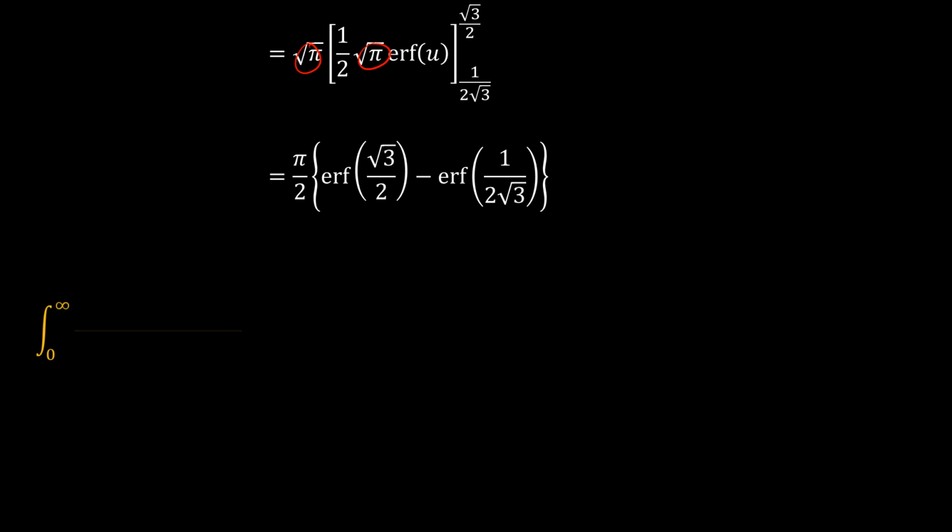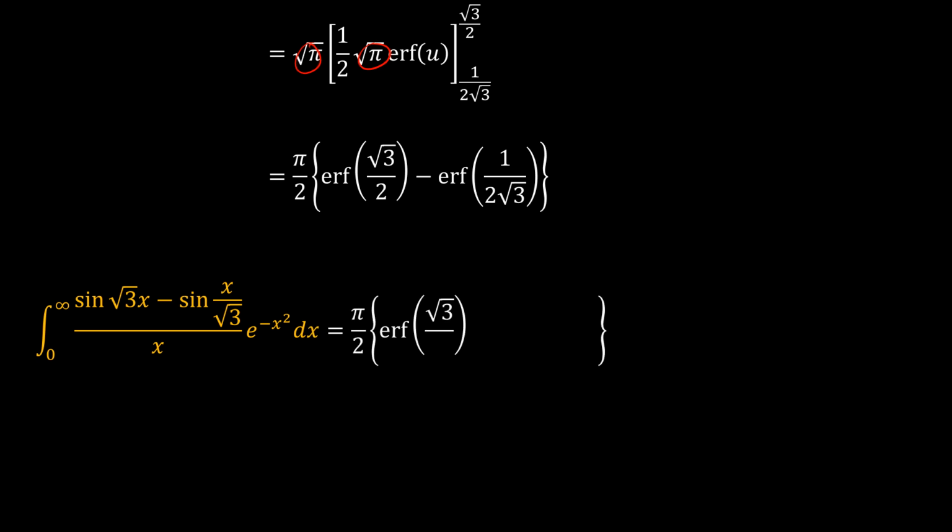So our problem, the integral from x equals 0 to x tending to infinity of sine root 3x minus sine x over root 3, over x, times e to the power negative x squared, is pi over 2 times error function of root 3 over 2 minus error function of 1 over 2 root 3.